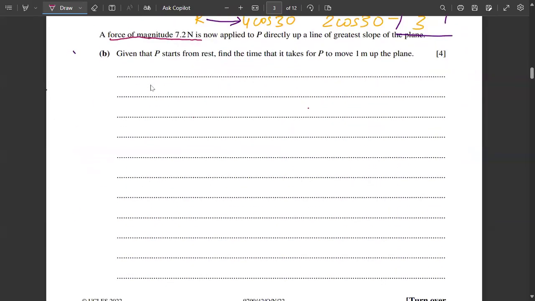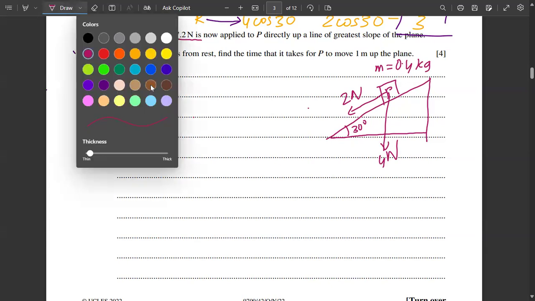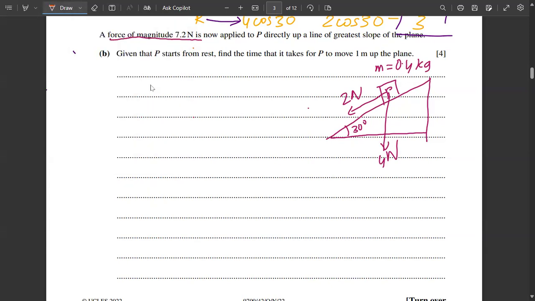Technically, what this sentence means is that we normally had P at 30 degrees on a slope where 2 Newton was already acting. Why? Because of its mass. Its mass was 0.4 kg, and because of that, we calculated 2 Newton was acting downwards. Now, a new statement tells us that a force of magnitude 7.2 Newton is applied directly up a line of greatest slope of the plane.